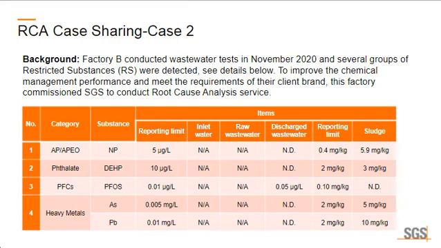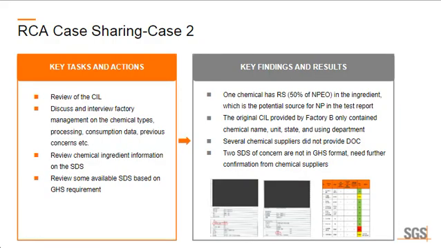Another case for the RCA: Factory B tested their wastewater in November 2020 and found several groups of RS, and to improve their chemical management performance, our team conducted RCA for them. We gave the table for their failed items. In this case, we also took some actions on site.